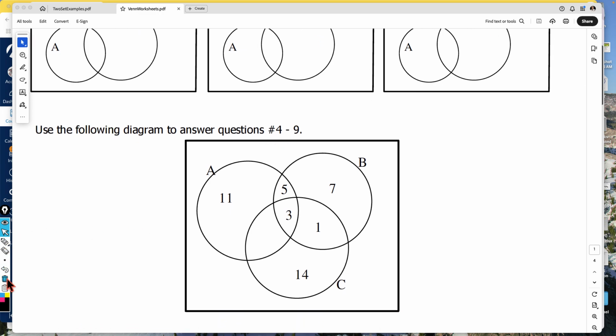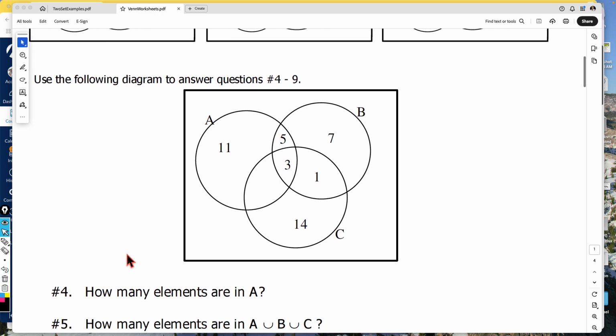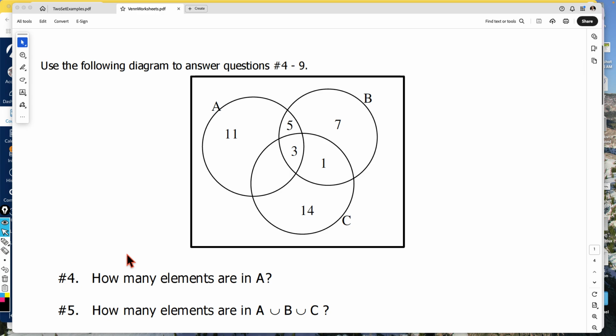Let's clear this out. Now we're going to talk about using a Venn diagram, and these numbers in here are not the elements. So this 11 is just saying that there's 11 things inside that region, okay? This 5 means there are 5 things, not that 5 is the element, and 3 means there are 3 things in this particular region.